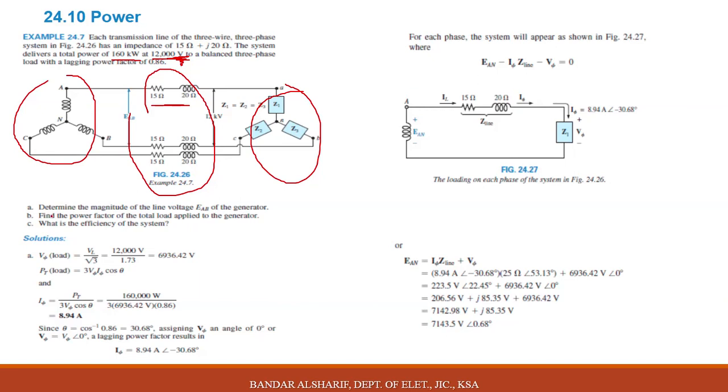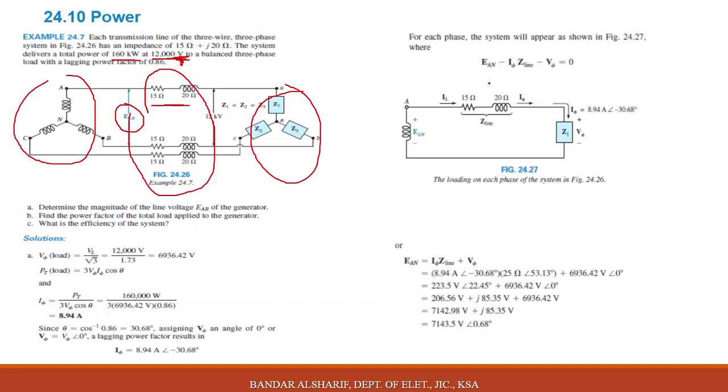The parts. Determine the magnitude of the line voltage EAB of the generator. We need to find EAB in the generator. This means we need to find the voltage across the phase and the voltage across the transmission line, and add them. We can make a single phase circuit with the generator EAN phase, and V phase for the load, as a single phase circuit.